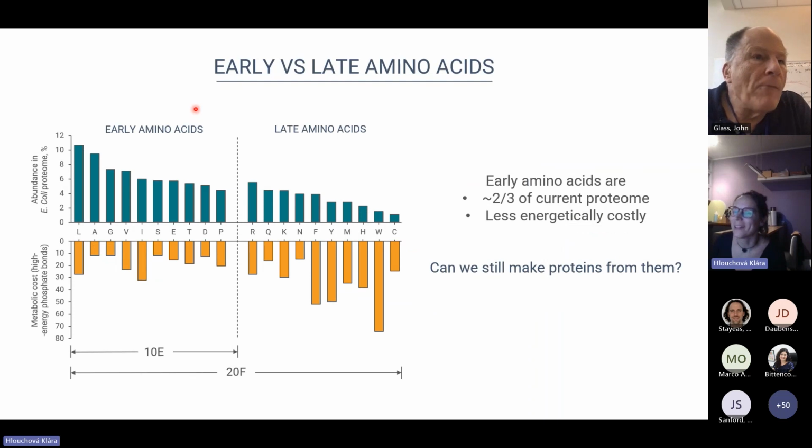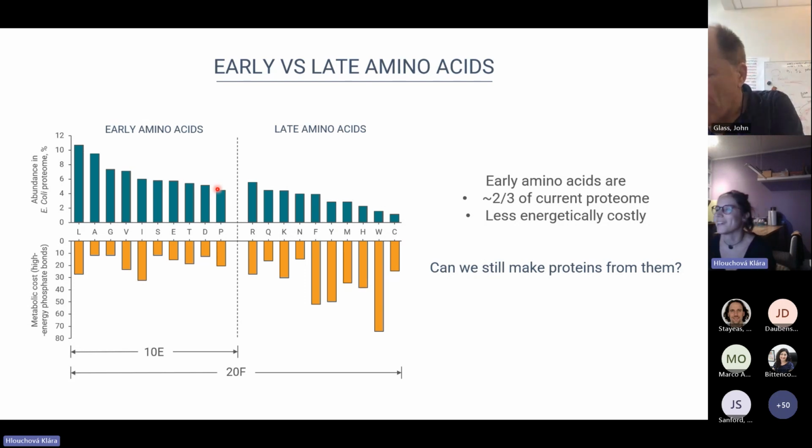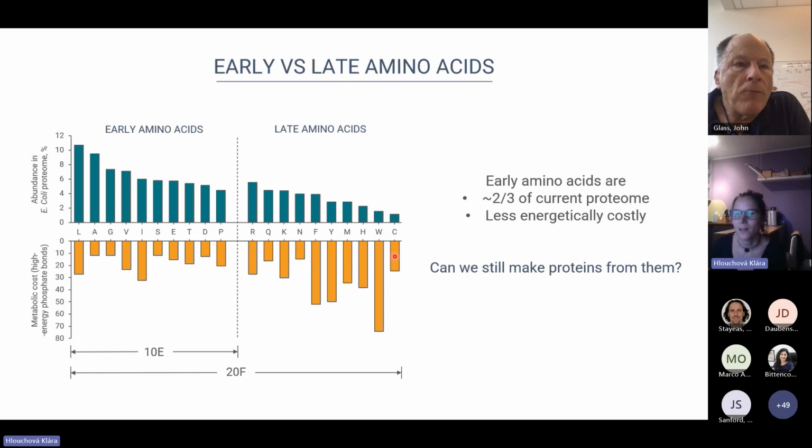The early amino acids, interestingly, are still the more abundant ones in today's proteins. They form roughly 2/3 of the current proteome. Not sure about mycoplasma, have to check. The late amino acids at the same time are the more energetically costly. So there surely is some sort of selection on keeping them less abundant.